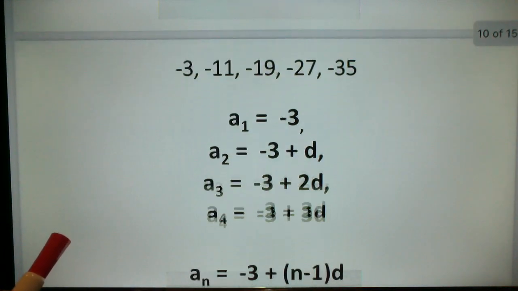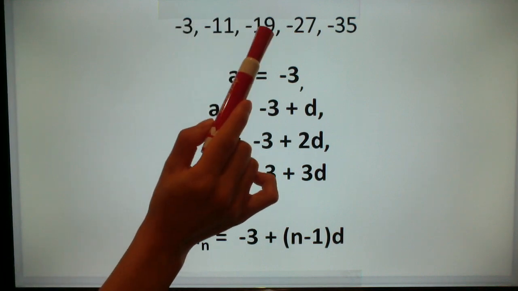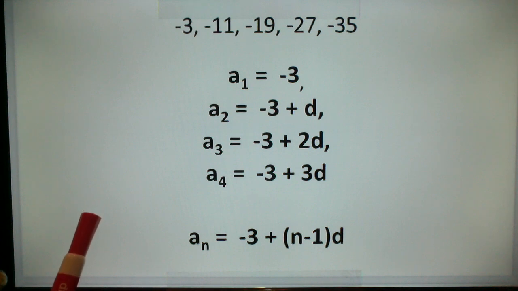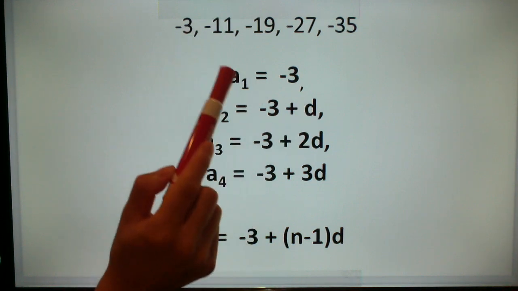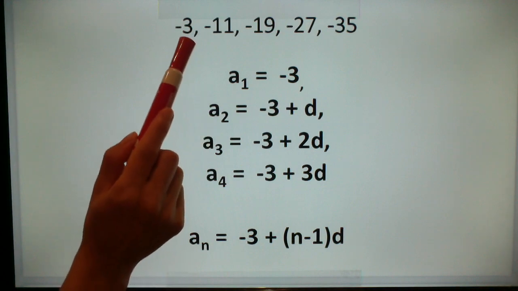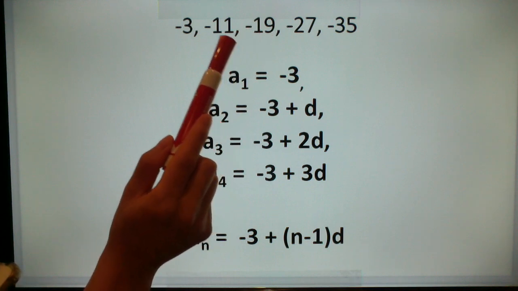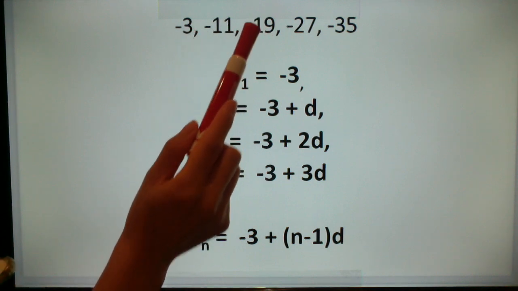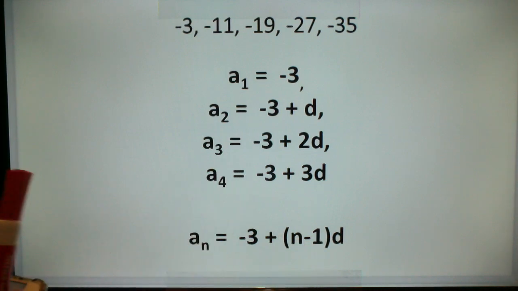So let's see the example. This is A1, A2, A3, A4, A5. Is this arithmetic? Yes, because it has a common difference D. I'll just say D instead of -8. So A1 is -3, A2 is -3 plus the common difference D, right? If you want to know A3, we need to add one D and another D, so we'll say 2D. So if we generalize, AN is A1, which is -3, plus (n minus 1)D.